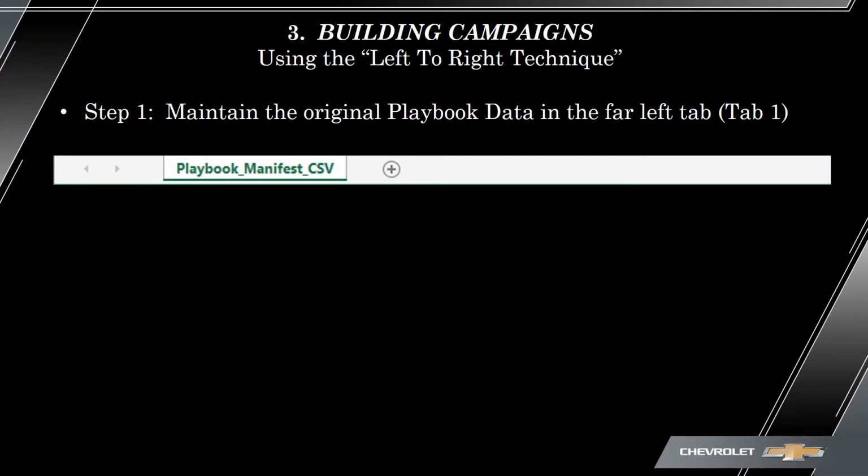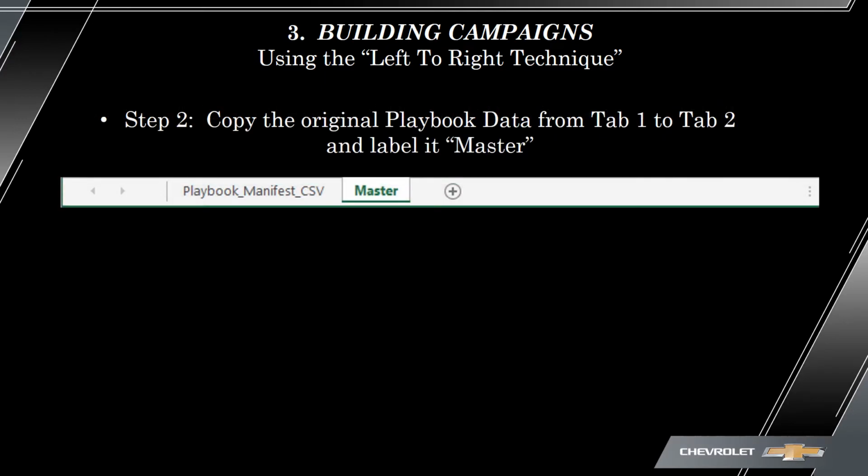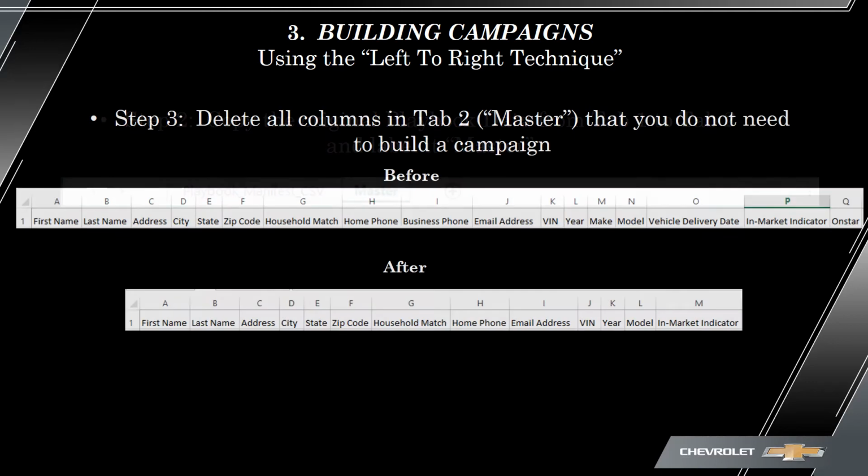Now it's time to build campaigns using the left to right technique. It's called left to right because we're talking about the tabs at the bottom of the spreadsheet. We'll start at the left-hand side and work our way to the right. Step 1, maintain the original playbook data in the far left tab. 2, copy that original playbook data from tab 1 to tab 2 and label it master. Step 3, delete all columns in tab 2, the master copy, that you do not need to build a campaign.